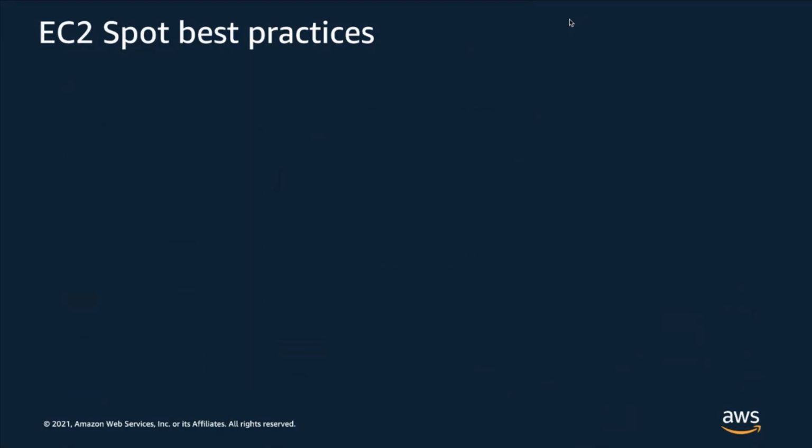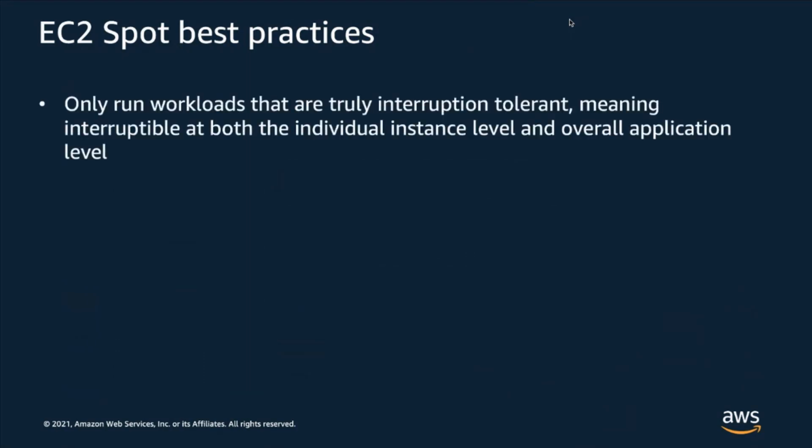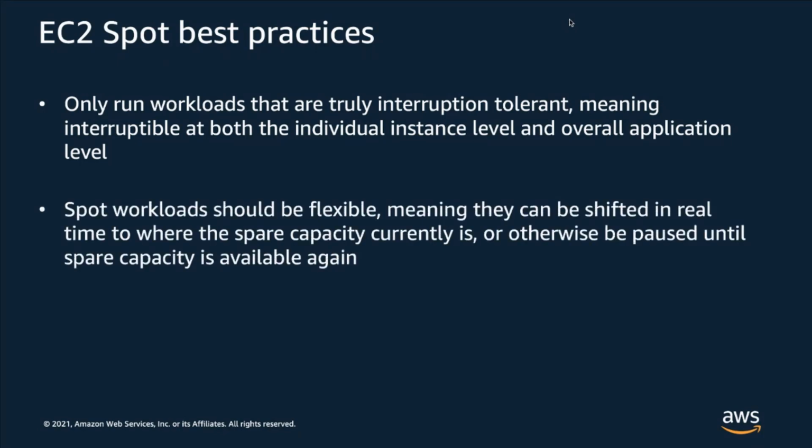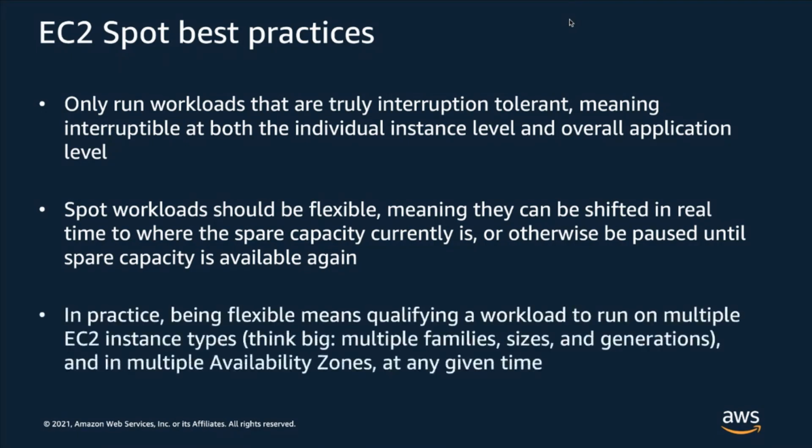So let's touch on Spot best practices and what this means. You only want to run workloads that are truly interruption tolerant, meaning interruptions at both the individual instance level and the overall application level. Your workloads do need to be flexible, meaning they can be shifted in real time to where the spare capacity currently is, or otherwise paused until that spare capacity is available again. And in practice, being flexible means qualifying a workload to run on multiple EC2 instance types. You want to think big here: multiple families, sizes, and generations, and in multiple availability zones at any given time. So this is important to think about, and it's critical to your success when it comes to using Spot instances.